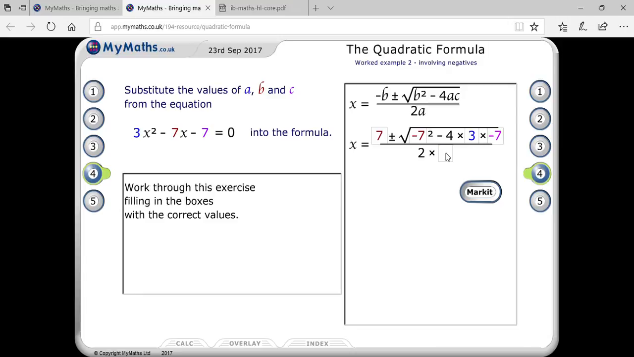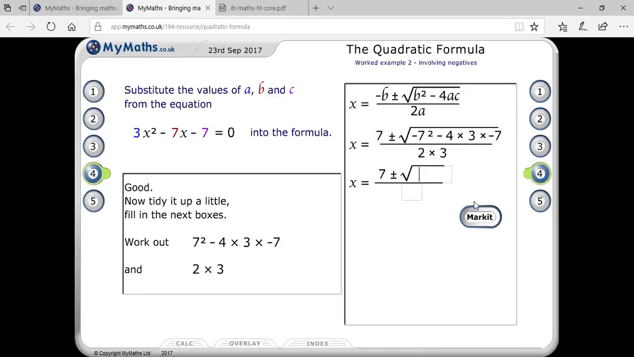Upon 2a, that is 3. Yep. So now, how much will it be? That would be 49 plus... wait, hold on. Okay. 2 3s, that'll be 6. And here you have 7 sevens are 49. 49 will be positive. And 4 3s are 12. 84. 84 will also be positive.